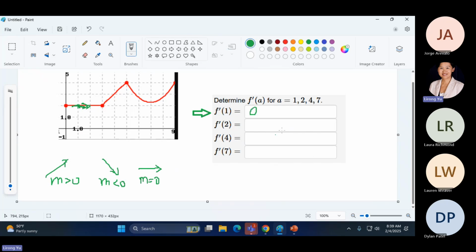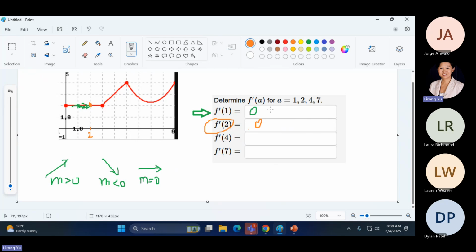The second question is asking what the slope is at 2. So you're going to find 2, and you're going to find the graph there. Okay, so what's the slope? 0. So it's 0.